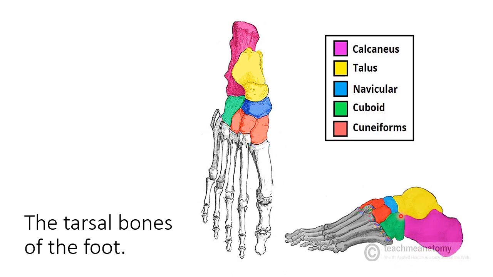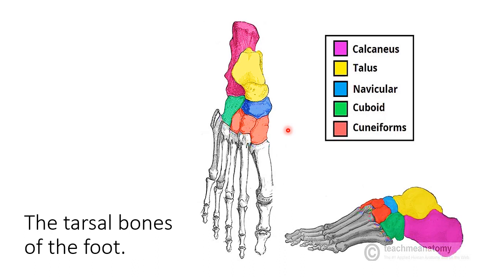And the protrusion posteriorly takes the weight of the body as the heel hits the ground while walking. The posterior aspect is called the calcaneal tuberosity. It is the site for the attachment of the Achilles tendon.